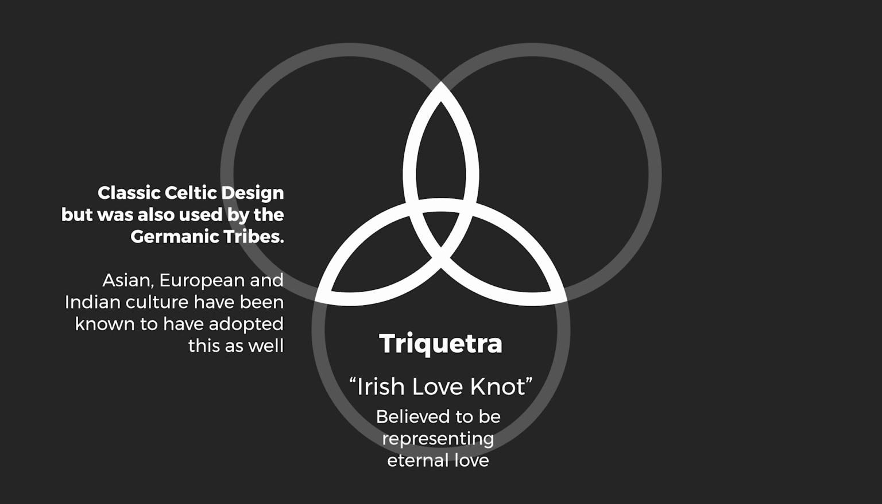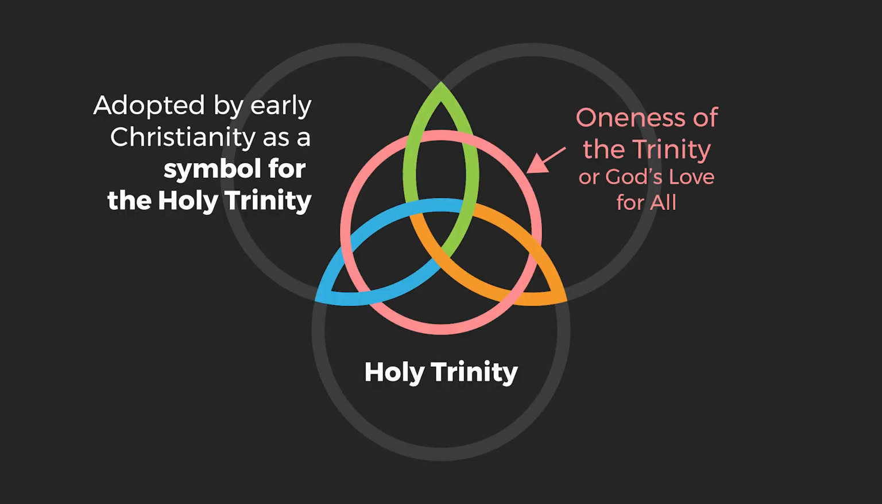It is also a classic Celtic design, but it was also used by the Germanic tribes, as well as Asian, European, and Indian cultures, who are known to have adopted this design as well. Adopted by early Christianity as a symbol for the Holy Trinity, the outer circle signifies the oneness of the Trinity, or God's love for all. The upper vesica piscis symbolizes the Father, on the left the Son, and on the right the Holy Spirit.